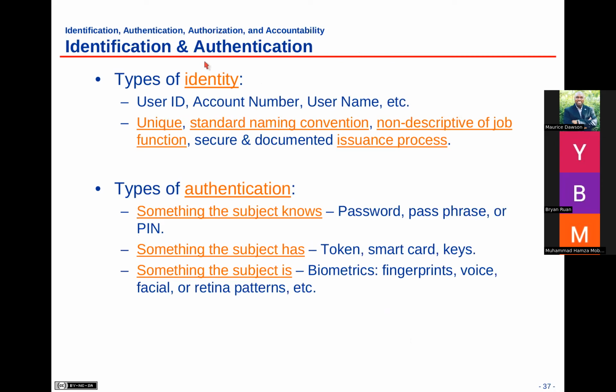There's a number of things for identity, different types: user ID, account number, username. It needs to be unique, with a standard naming convention, non-descriptive of job function, and a secure and documented issuance process. There are three different types of authentication: something you have, something you know, and something you are.